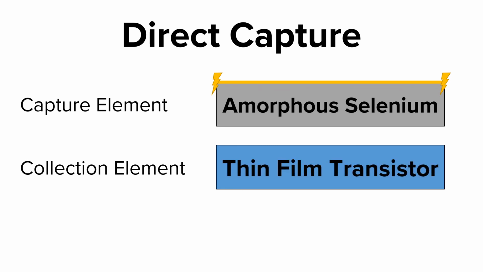The mechanism is exactly the same as with the indirect TFT. Let's look at what is happening at each stage of this direct capture panel. First, the X-rays interact with the capture element and get converted into electrons. Then the electrons go to the TFT and finally are sent to the computer to be processed into a diagnostic image.